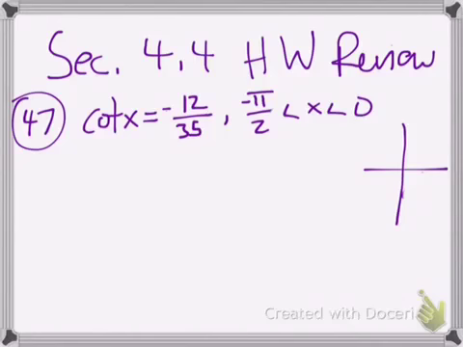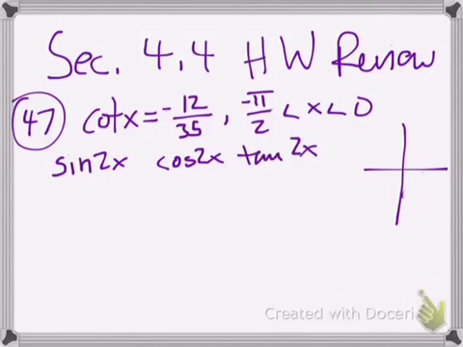Wow, that's a lot of work. Sine of 2x, cosine of 2x, and tan of 2x. Now, if you can find one, you can find all of these, right? Probably not going to test you on the tan 2x formula. So let's just consider sine and cosine for now. But the important part here is noting that this is a fourth quadrant angle. We get that from this information right here.